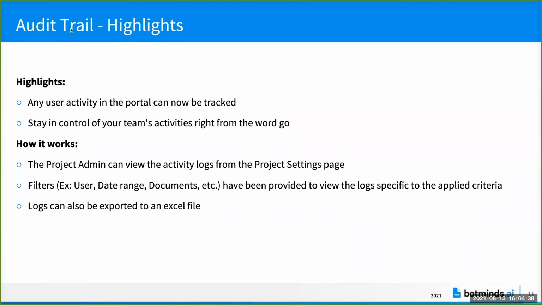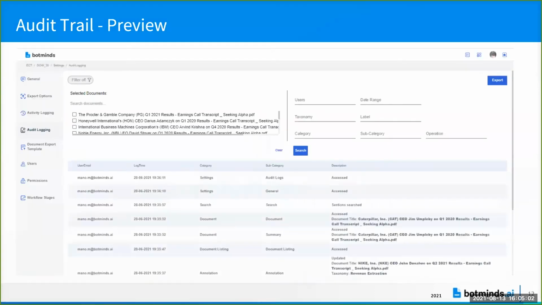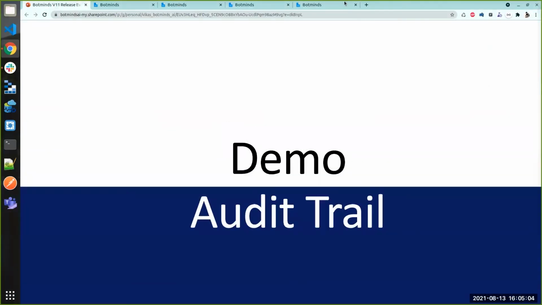So audit trail is pretty straightforward. The project administrator has the privilege to go and check on all the activities happening within the project. Right from creation of a label to performing any annotation or viewing the document, to deleting the document, to creating a model and all those things. Every single activity is now getting tracked, and we have the option to see that as well.